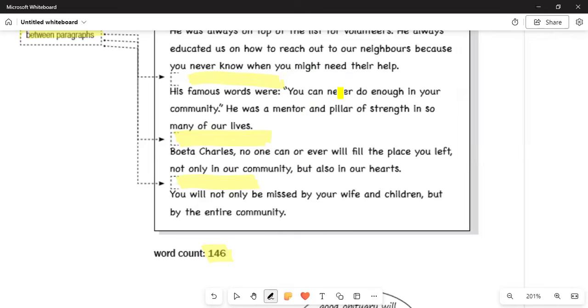Then what is important is that you count your words at the end of the day and then write them down. Ensure that you are sticking to the word count. You will be penalized if you are not doing so.